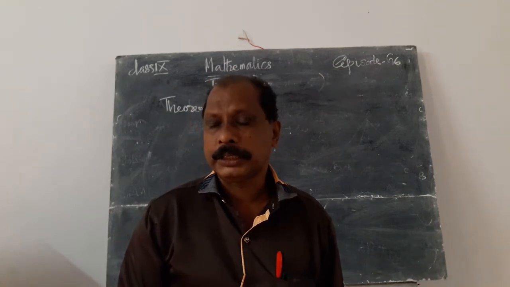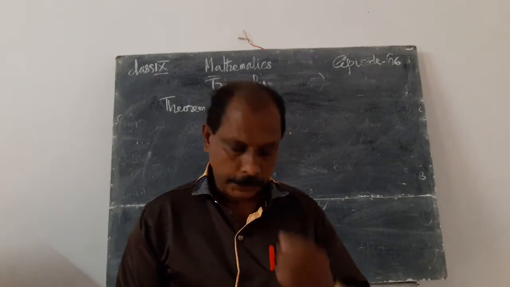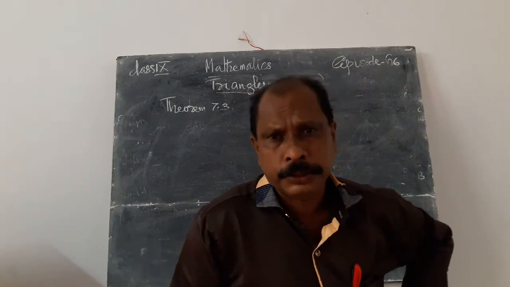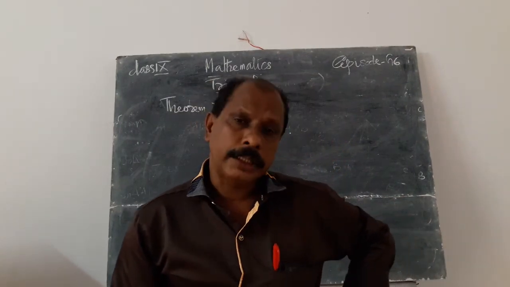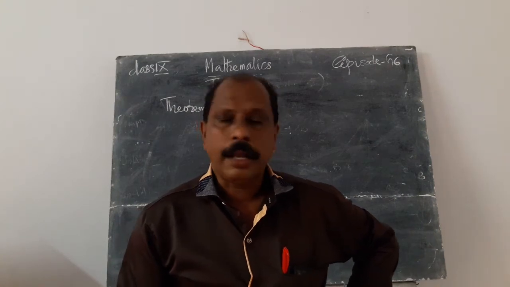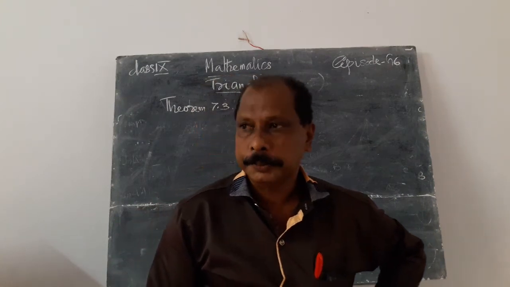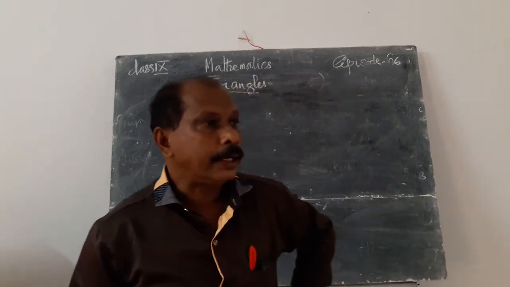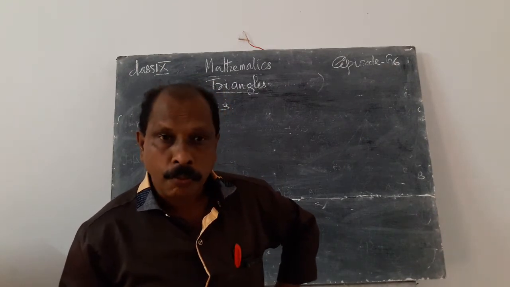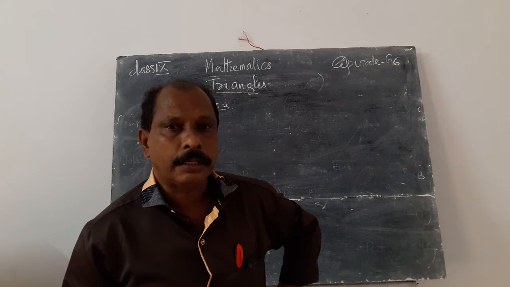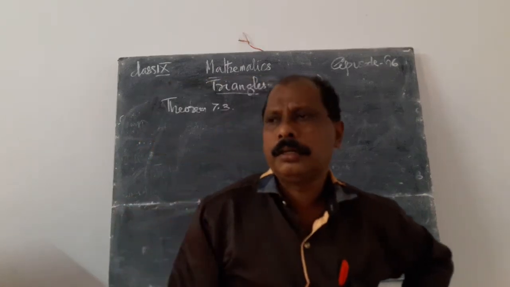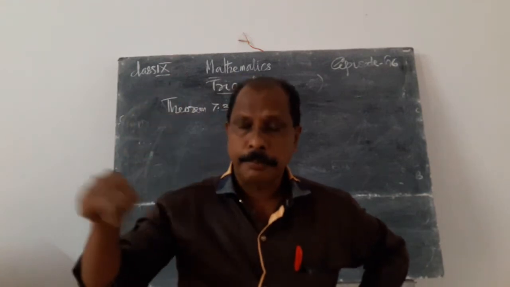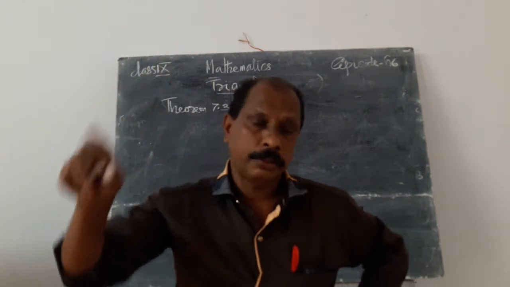Then theorem number 7.2, that is with proof. If 2 sides of a triangle are equal, we know that it is an isosceles triangle. If 3 sides are equal, it is an equilateral triangle. All angles are equal to 60 degrees because the sum is 180. Theorem 7.2 is: if 2 sides of a triangle are equal, then their base angles are equal. That is a theorem for only one triangle. To prove that theorem, let us consider triangle ABC in which AB is equal to AC.